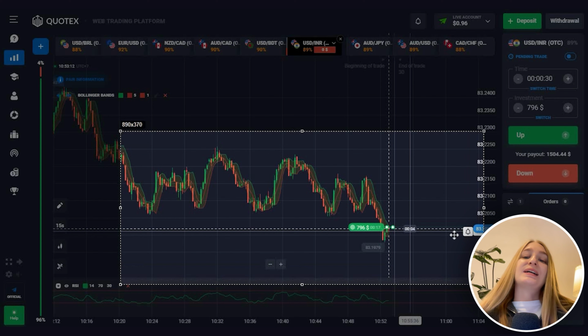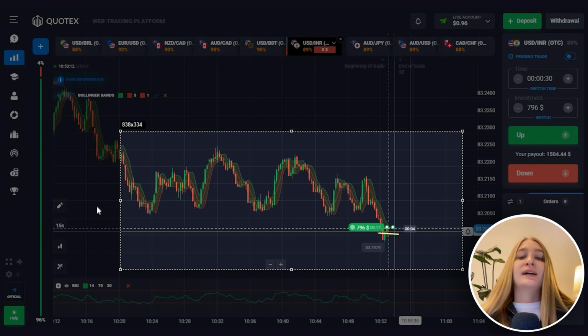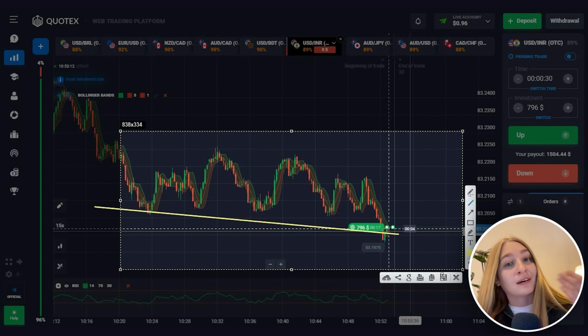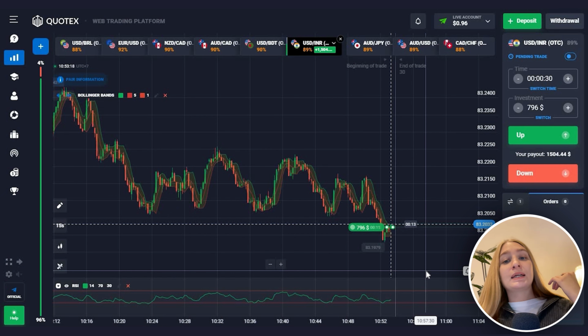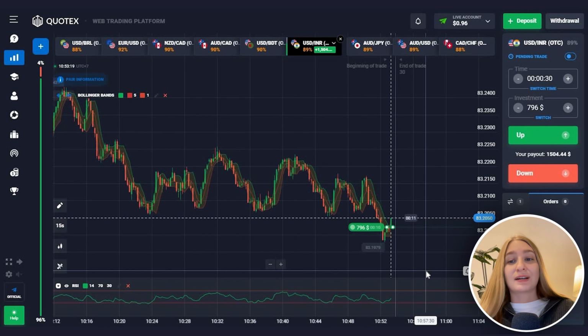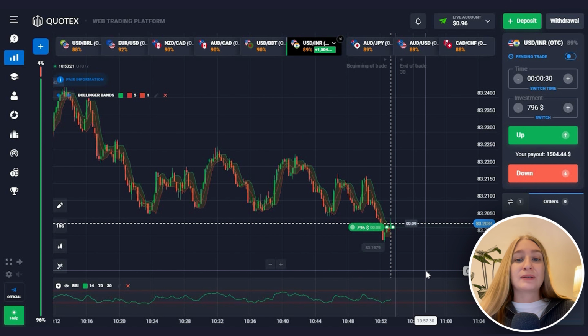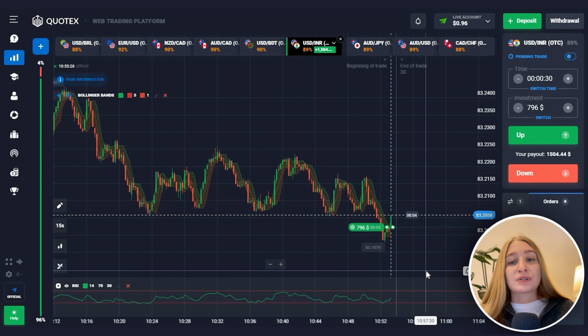I saw that the RSI line has already started to reverse. It's going higher. It's also worth noting that there's a pretty good level of support here. This is what it looks like. A level from which the price is pushing off and going up in the future.